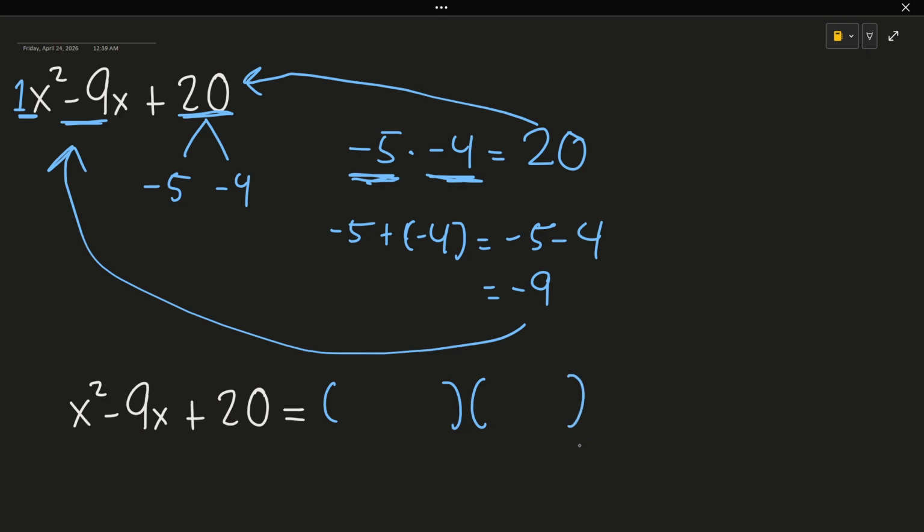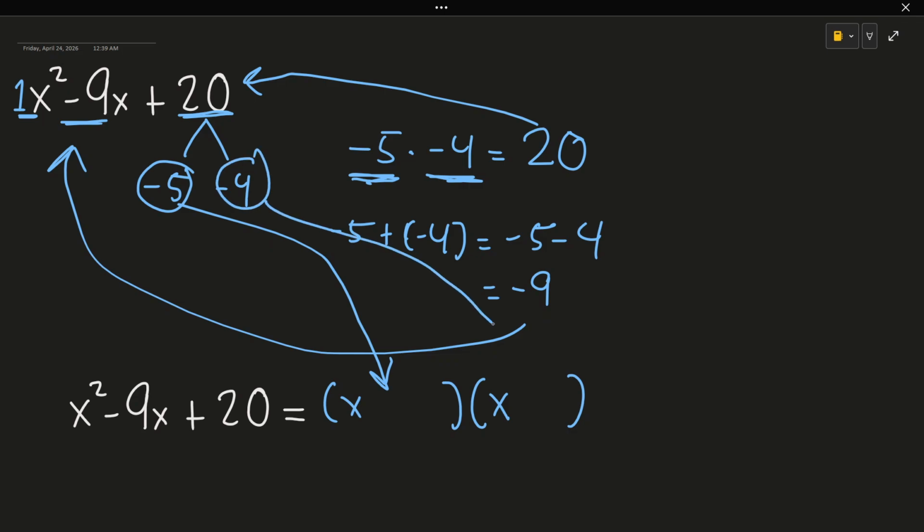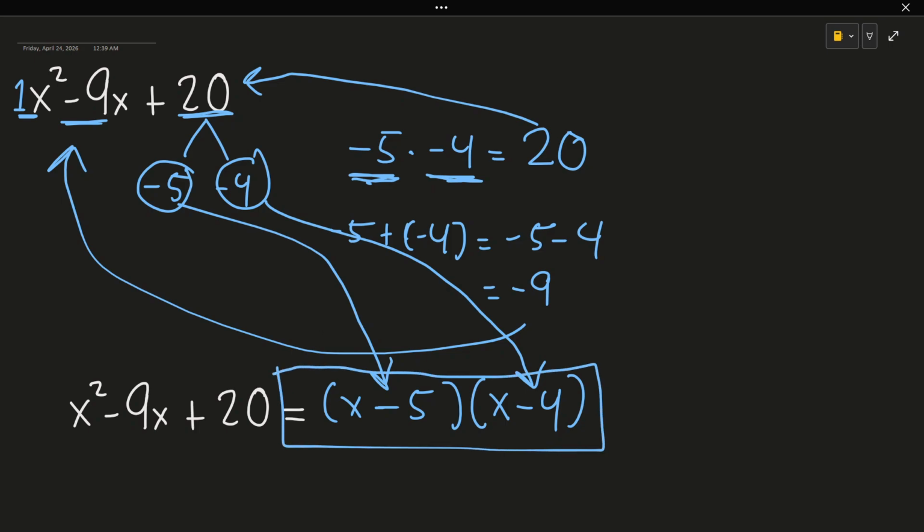Okay, then here, what are we going to do? Just simply put the x on the left part of the parentheses and put each of the numbers in their own parentheses. Okay, so we have negative 5 here, so we will have x minus 5. And we have negative 4 here, so we have x minus 4. And that is our final answer.